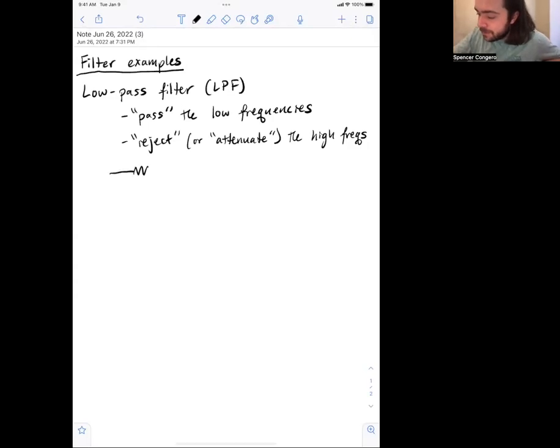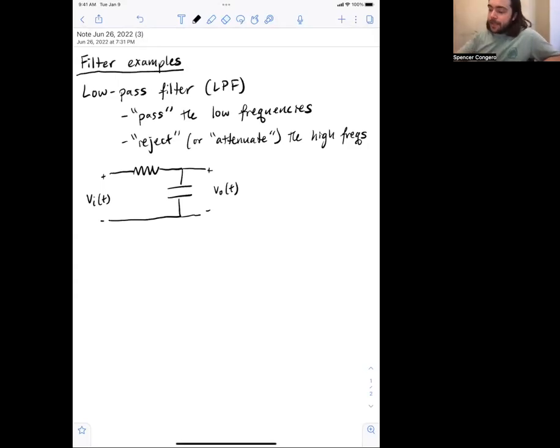Okay, so I'm going to draw a filter here. I draw a circuit. It's going to be very simple. My input is some voltage source on the left. And my output is going to be the voltage across this capacitor. Okay, and this resistor, I'll have a resistance of R, and the capacitor, I'll have a capacitance of C.